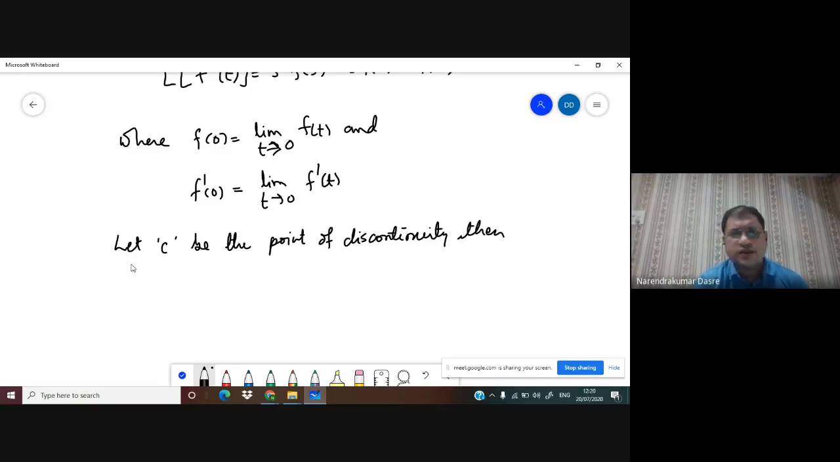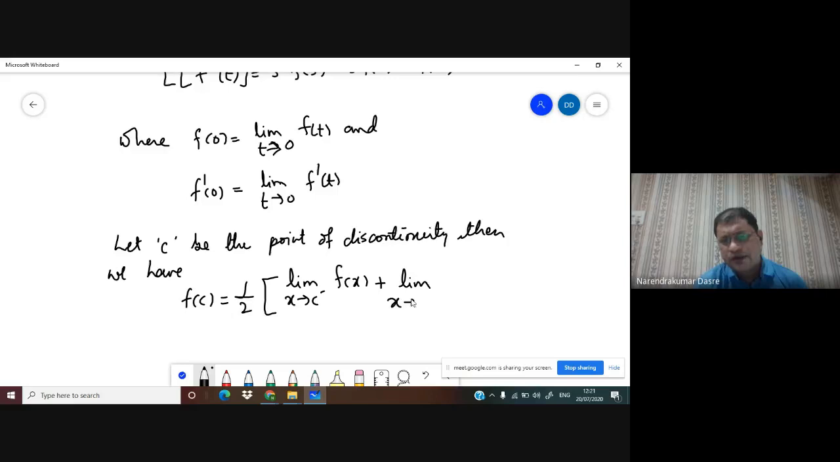Then how are we able to calculate the value of f at c? It is going to be half of the limit as x tends to c minus of f of x plus the limit as x tends to c plus of f of x. So we have to consider the limit approaching from the left and the limit approaching from the right, and then average these two limit values, so we can have the value of the function at that point.